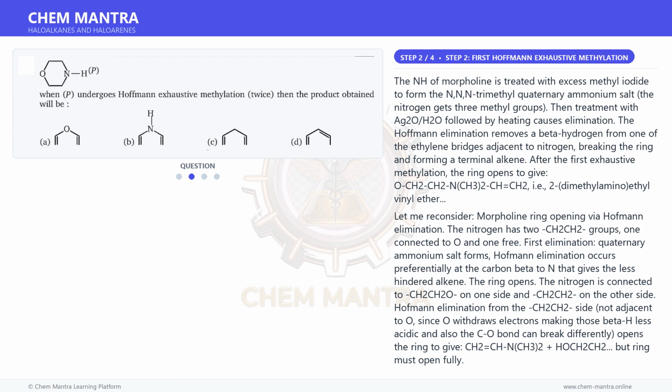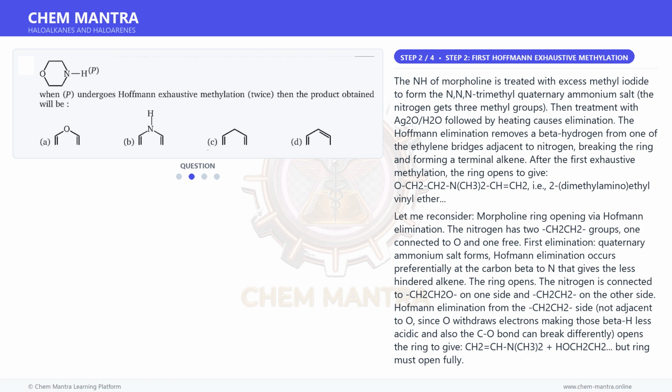Actually, for morpholine, first Hofmann exhaustive methylation converts NH to N+(CH3)3, then elimination opens the ring. The two possible beta carbons are 1 CH2 adjacent to O and 2 CH2 on the all-carbon side. Hofmann elimination preferentially gives the less substituted alkene. Elimination from either position opens the ring.